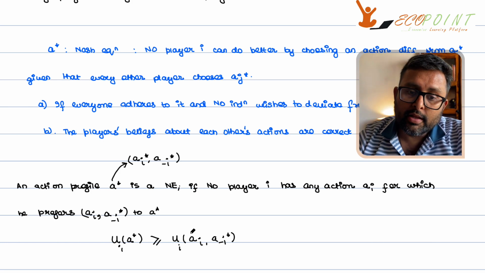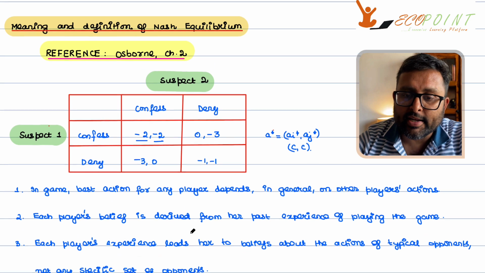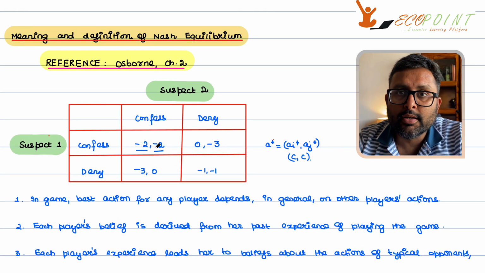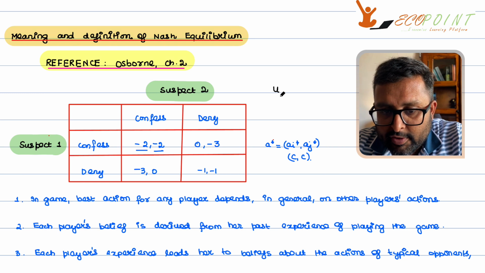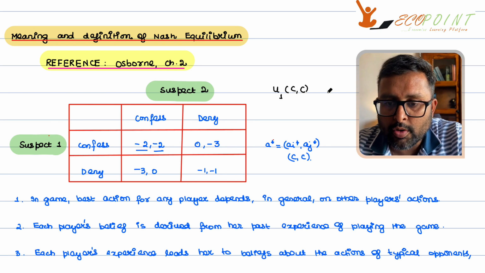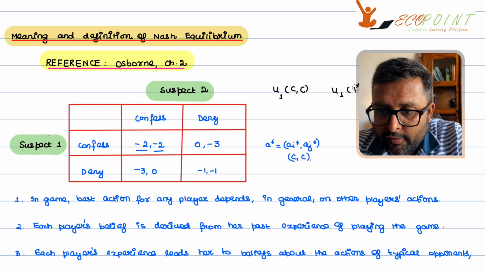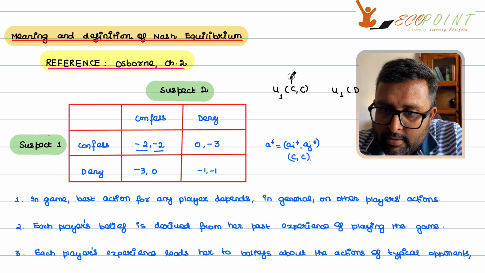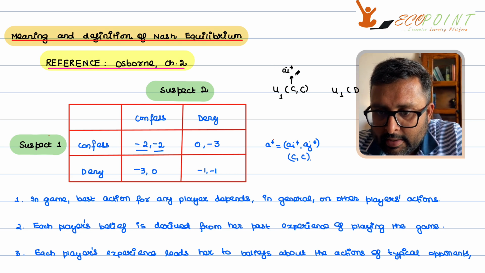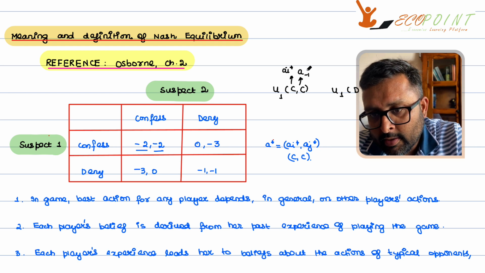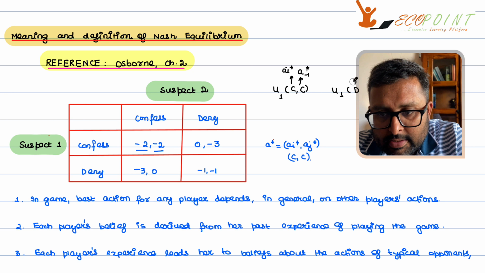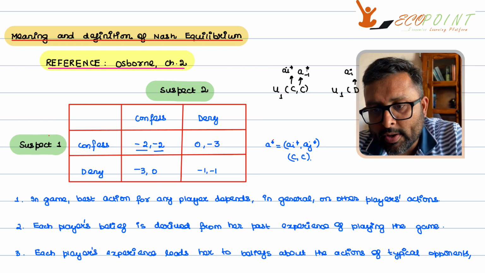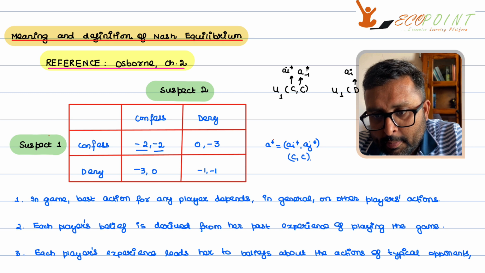What I mean is that you call this an action profile. So for example, in our example, my utility, individual one's utility from confess, given you are also confessing, I am individual one, you are individual two, is greater than if I deny and you confess. See? What is this? This is a_i star. What is this? This is a_-i star. What is this? This is a_i. What is this? This is a_-i star.